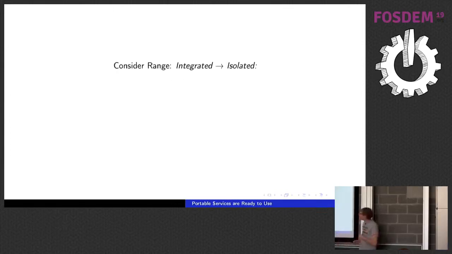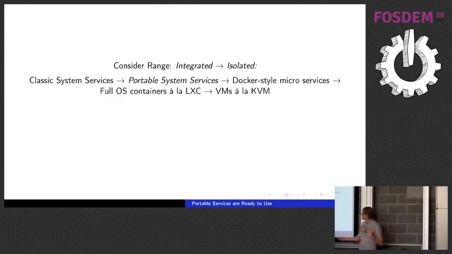Another way to look at it, consider a range from integrated to isolated. If I was a good graphics artist, I would actually have drawn a graph here, but I'm lazy, very lazy, so I just put a couple of words here with an arrow in the middle. Think about a range from integrated to isolated, right? On one side, you have the classic system services, like System V services or systemd services. They tend to be very well integrated into the host, right?